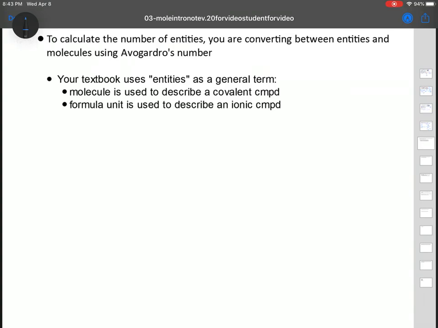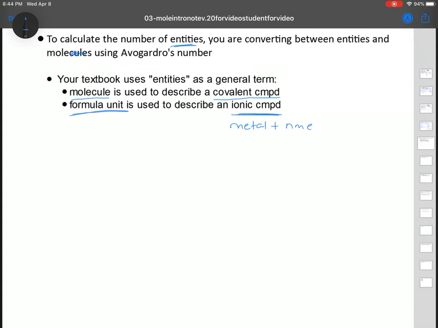Okay. So to calculate, like I said, your textbook uses the word entity. So to calculate the number of entities, you are converting between entities and, I think this should be moles, using Avogadro's number. And the textbook uses entities as a general term because we did talk about this when we did covalent compounds. Molecules should be reserved only for covalent compounds. So they use the word formula unit for ionic compounds. So when you have a metal and a non-metal.